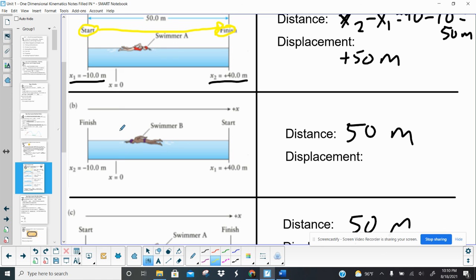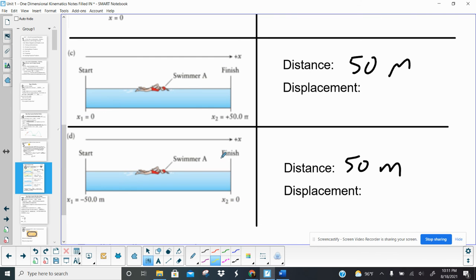Looking at B now, they have still said that going to the right is the positive direction. But notice how they labeled x1 and x2. Our little swimmer here is now traveling in the direction opposite to what we chose to be positive. So our displacement from start to finish, since we traveled in the opposite direction, is now going to be -50 meters. From start to finish, we traveled in the negative direction, so that is our displacement, -50.